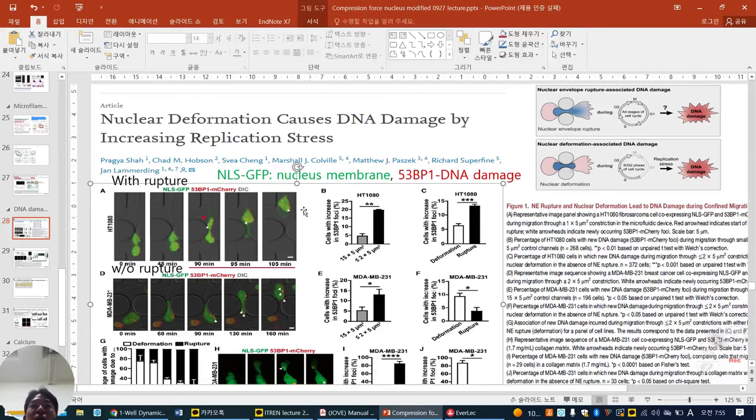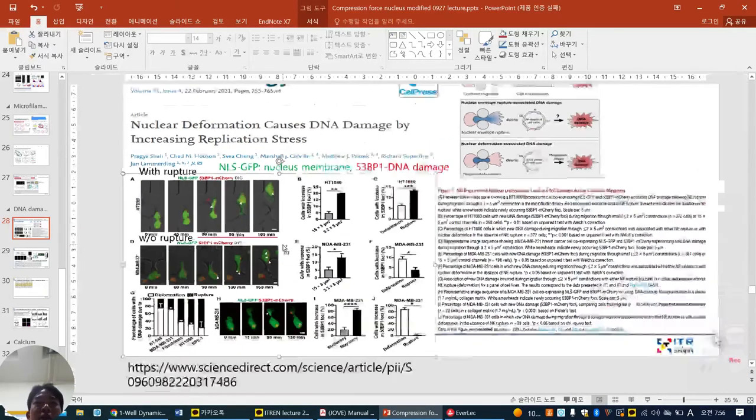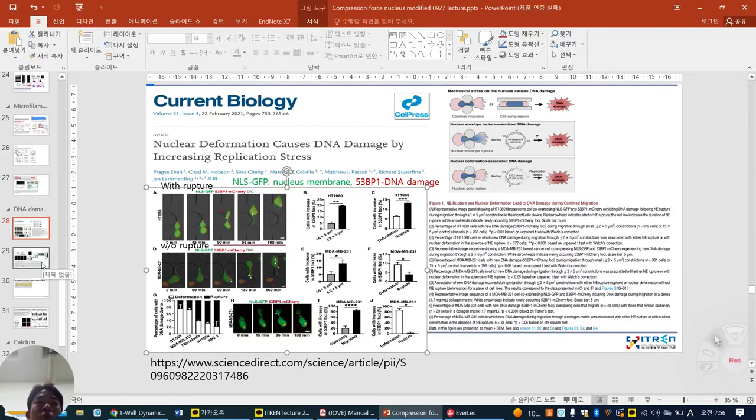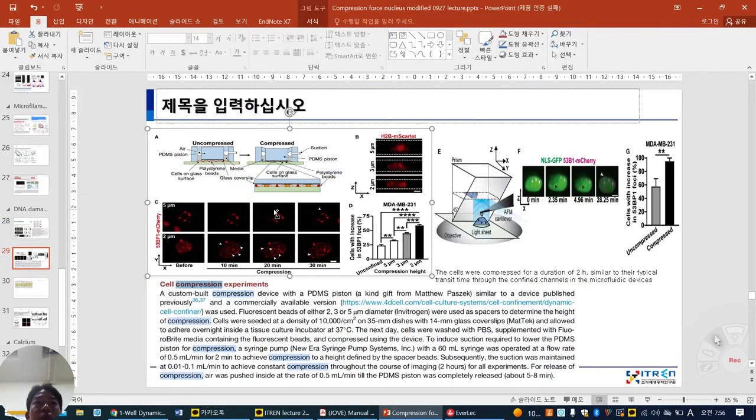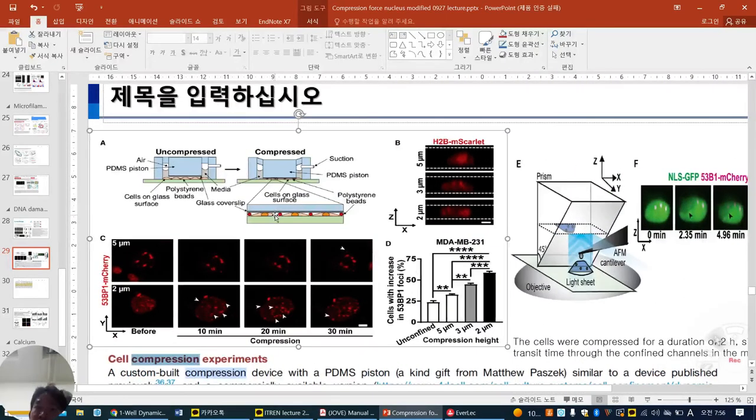But this compression, depending on the nucleus membrane integrity, their stiffness or their flexibility, the way they behave can change. Okay? So this is one of the messages I want to deliver to you.